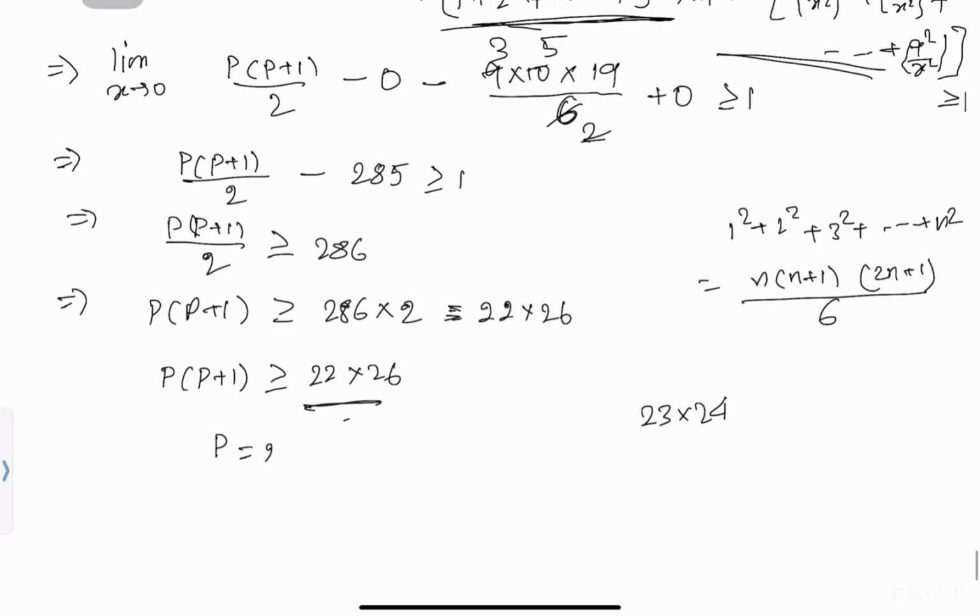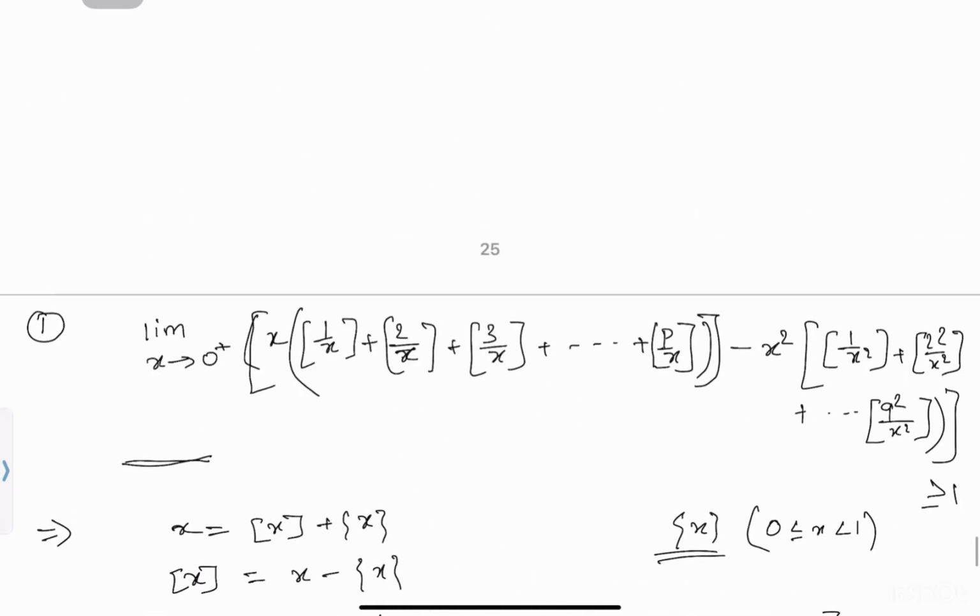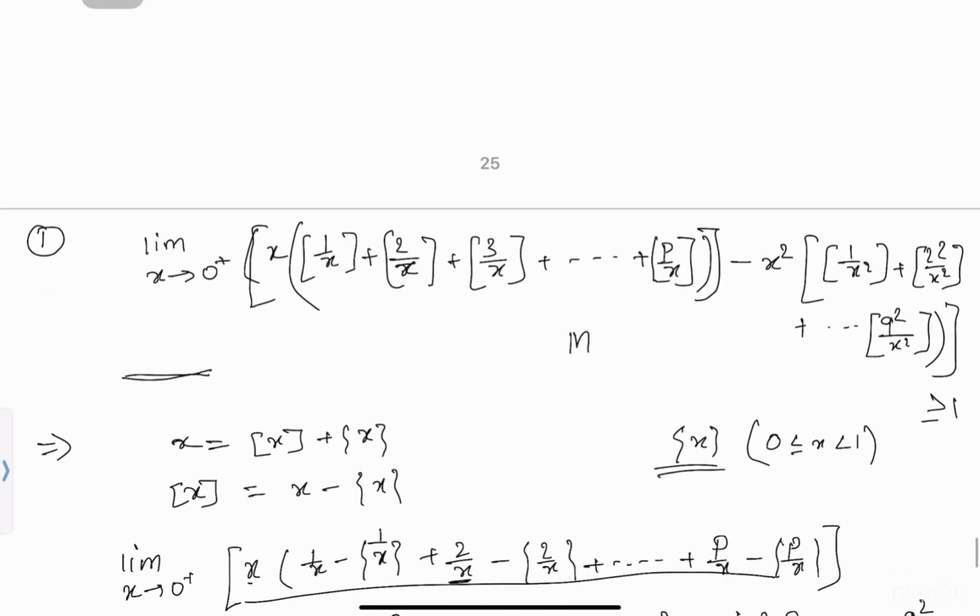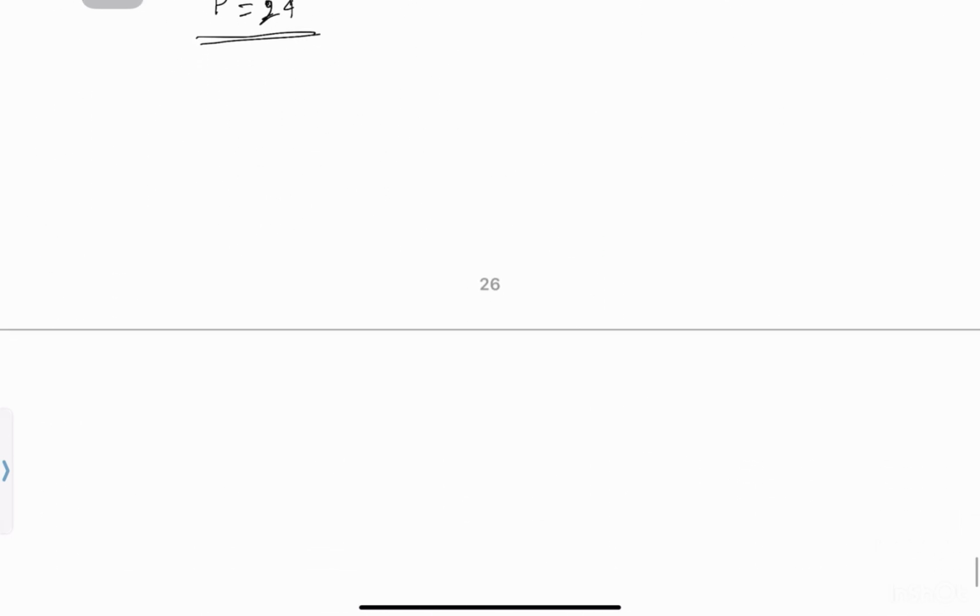P equal to 24 is satisfying this inequality. So the answer should be p equal to 24. This is the main 2025 PYQ. Clear? Now next question.